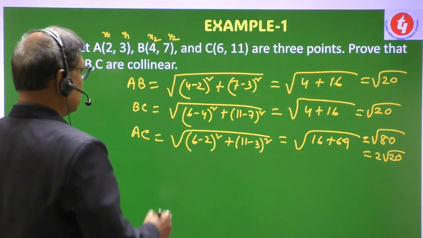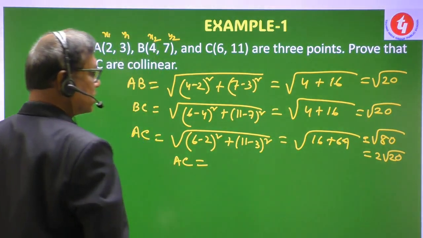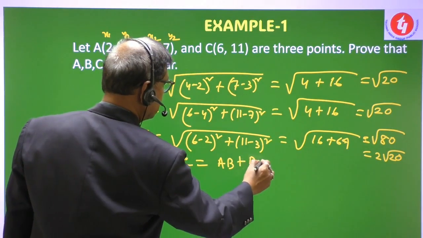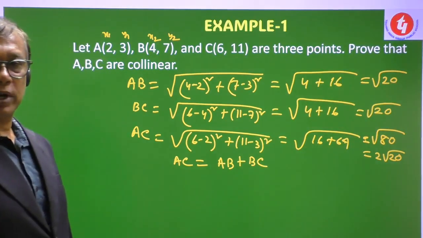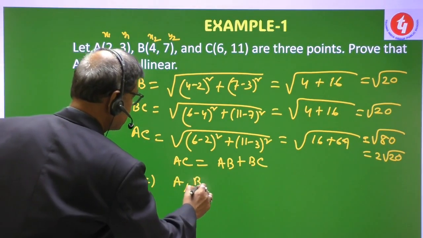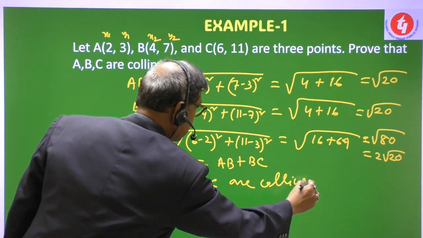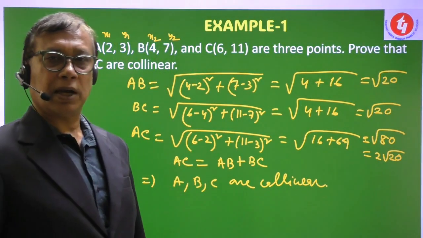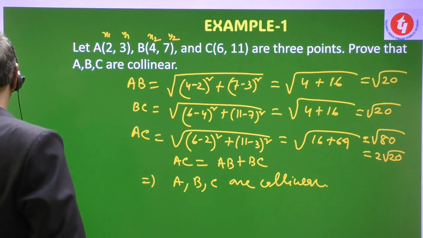That means it is clear AC, the larger distance, equals the sum of the other two shorter distances. So here AC equals AB plus BC we are getting, and this result implies A, B, C are collinear. Yes, from this result we can say points are collinear. I think this part is clear, students. Okay, fine.